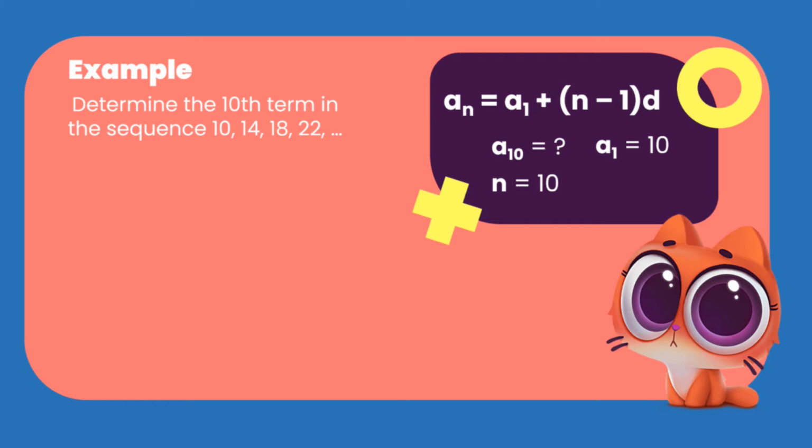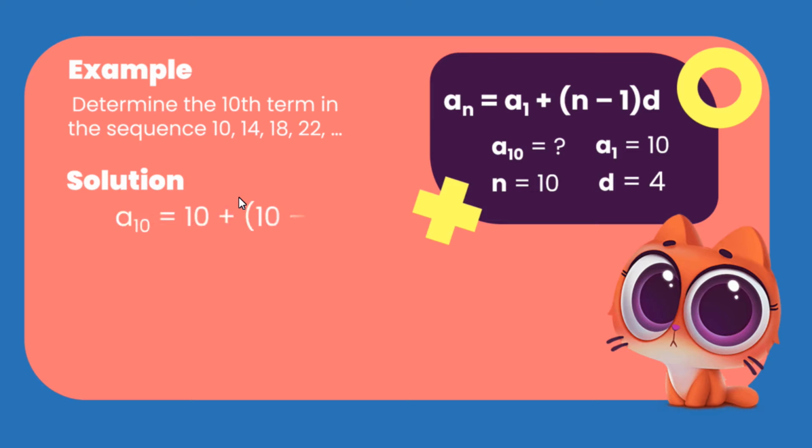And for our common difference, we use the formula a sub 2 minus a sub 1. Our a sub 2 is 14 and our a sub 1 is 10. Therefore, 14 minus 10 will get positive 4. After getting all the values, we can now proceed to our solution.